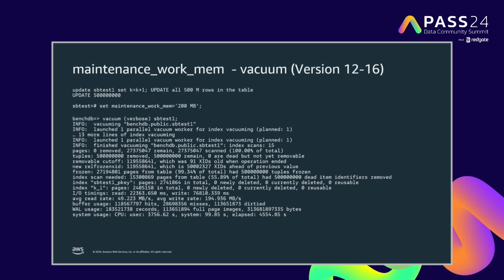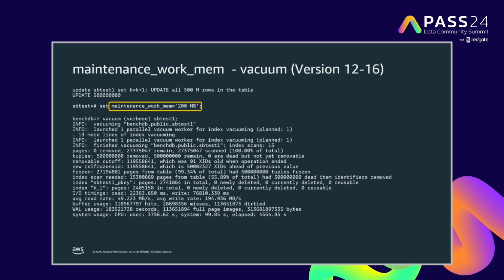Now you'll notice I've got maintenance work mem up here for vacuum, but it's versions 12 through 16, because hopefully no one's running a version that's older than 12. I'm hoping, because 11's now deprecated, right? So I'm mentioning this because there's some changes in 17 that I'll talk about in a second.